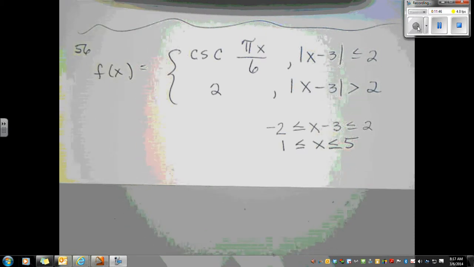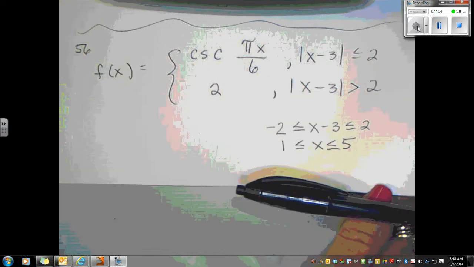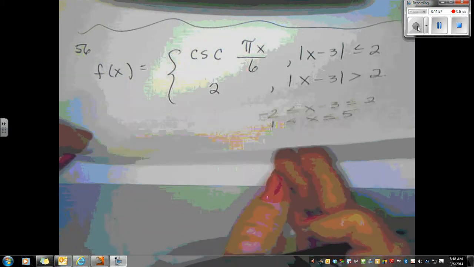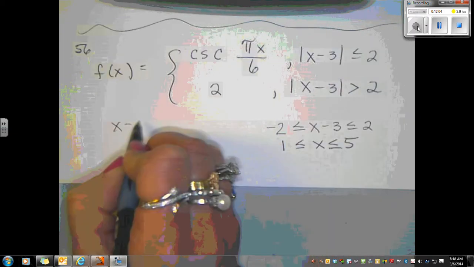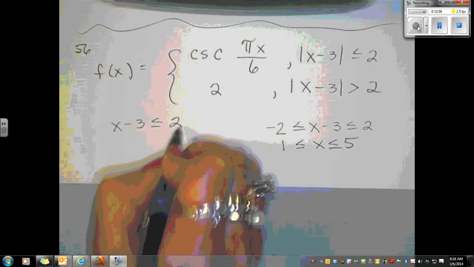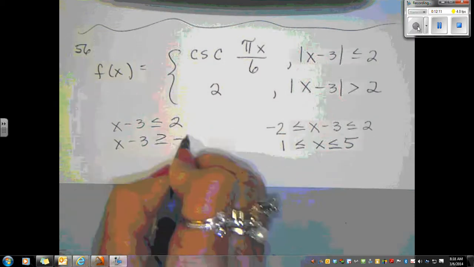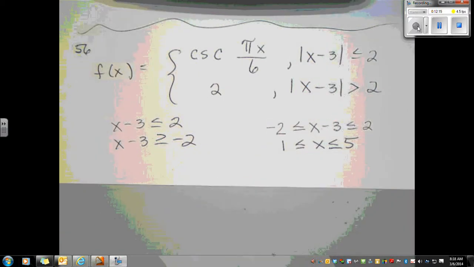When you break apart an absolute value, how do you do it? This is an algebra 2 thing. I'm sorry if you missed that lesson. Because an absolute value means x minus 3 is less than or equal to 2, or the opposite. X minus 3 is greater than or equal to negative 2, which is what this says. That's what that means.